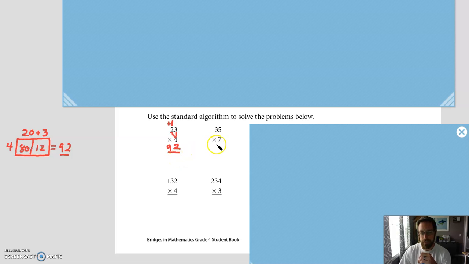So now let's try doing 35 times 7 on our own without the area model, okay? If you want to pause the video here and try it on your own and see how it goes, or we'll watch a couple more and then you can try some on your own.